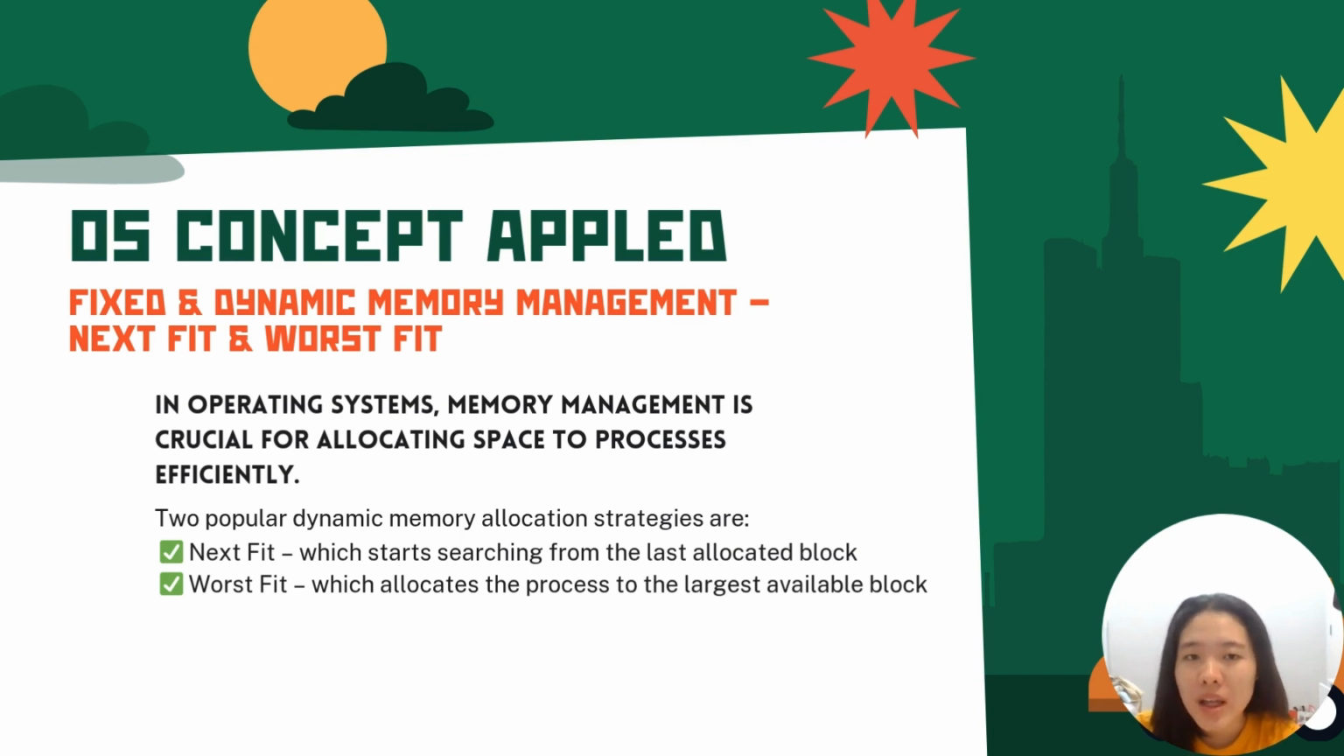Whereas the worst fit scans all available memory and allocates the process to the largest free block. These strategies directly affect how efficiently the system uses available memory, or in our real-world scenario, how efficiently we can allocate parking space to different types of vehicles.